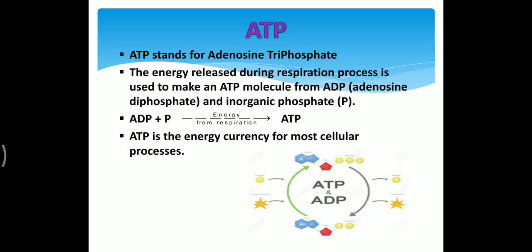I was talking about ATP, 2 ATP, 36 ATP released as energy. What is this ATP? Let us see. ATP stands for adenosine triphosphate. As you all have studied, mitochondria is called the powerhouse of the cell, whereas ATP is called the currency of energy. The energy released during the respiration process is used to make an ATP molecule from ADP and an inorganic phosphate. ADP plus phosphate with the energy gets ATP. ATP is the energy currency for most cellular processes.